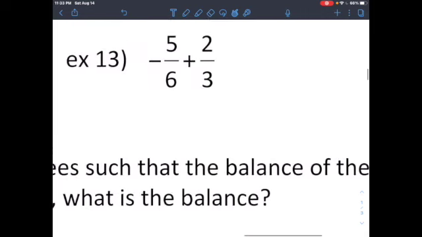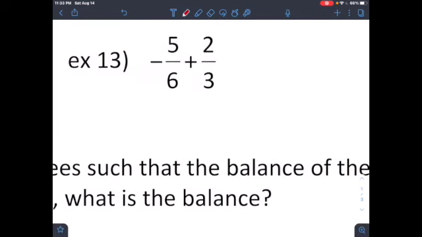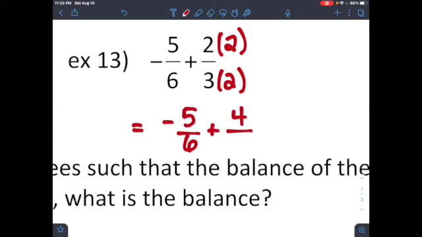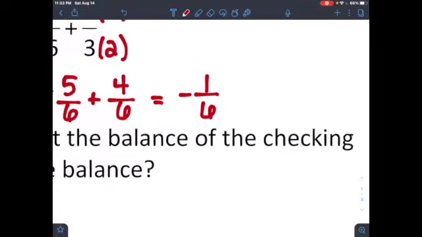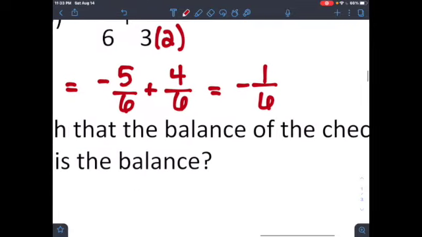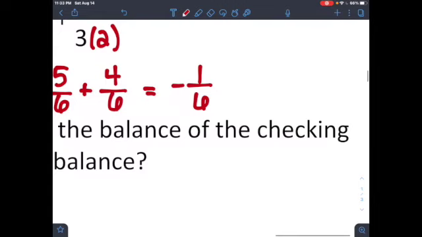So example 13, the denominator is not the same, so therefore we have to make it the same. In this case, 6 is the denominator, so we're going to multiply 2 on the bottom and 2 on the top, and that's going to be negative 5 over 6 plus 4 over 6. Since the signs are different, you find the difference, which is 1 over 6, and keep the sign of the bigger number, which is 5. So the sign will be negative, and the answer will be negative 1 over 6.